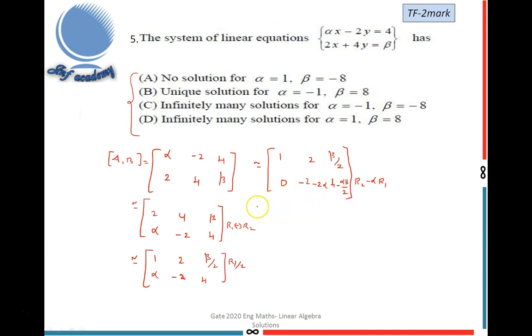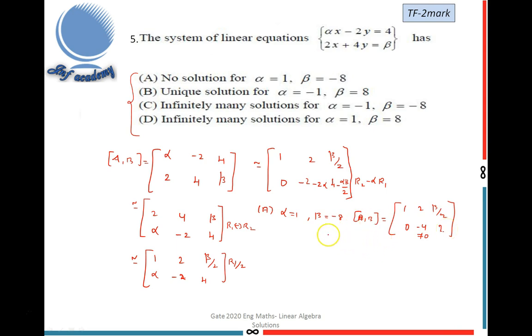Now, I analyze option A. Option A gives alpha equal to 1 and beta equal to minus 8. Then A comma B becomes 1, 2, beta by 2, and 0, 1, alpha equal to 1. So we can get this is minus 4. Minus 4 not equal to 0. Whatever it is, you can put alpha equal to 1, beta equal to minus 8.